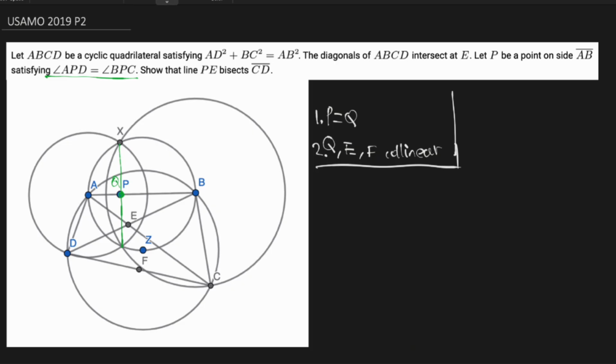What this means for us is that if we can prove that angle AQD is equal to angle BQC, we will have indeed proved that P equals Q because P is unique on this line. So if Q satisfies the same condition, Q is P. So we just want to prove this.